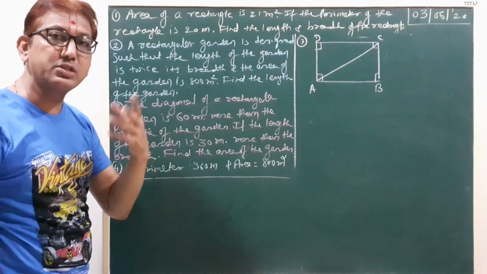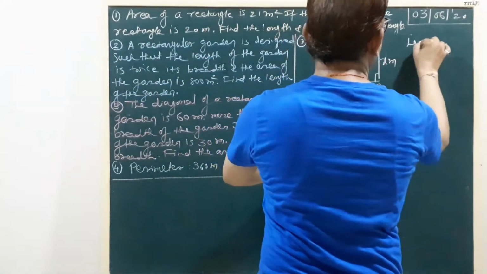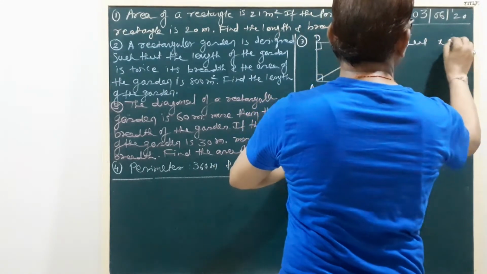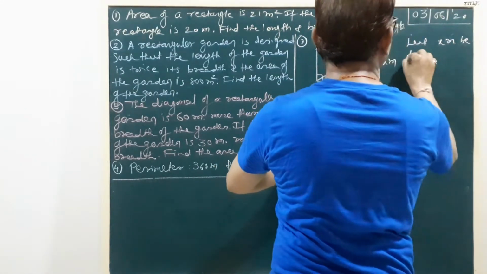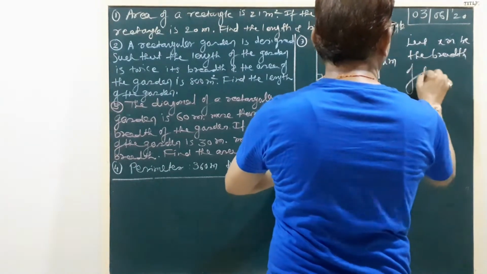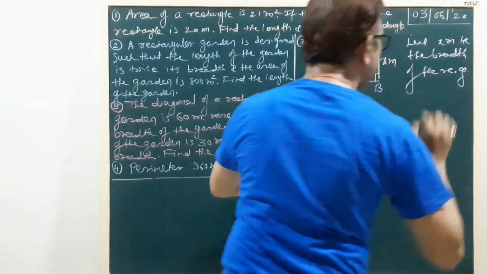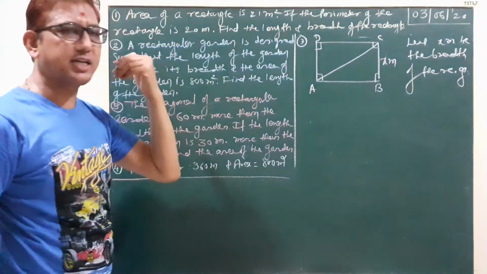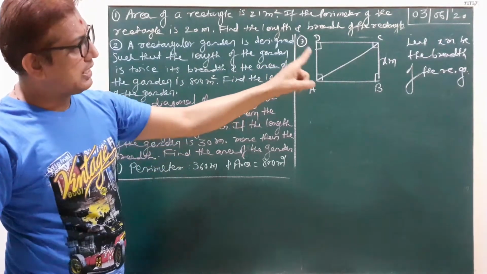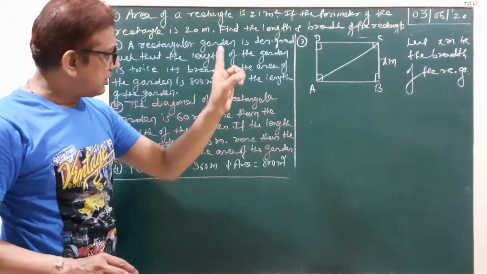So first we suppose the breadth. Here x meter. Let x meter be the breadth of the rectangular garden. Is that clear? Okay, rectangular garden, anyone. Let x meter be the breadth of the rectangular garden. Okay. Now read your question.